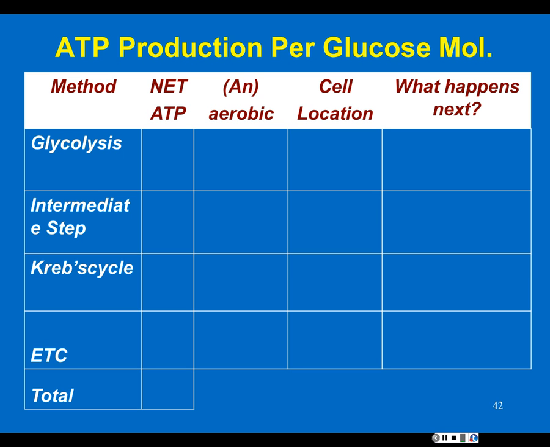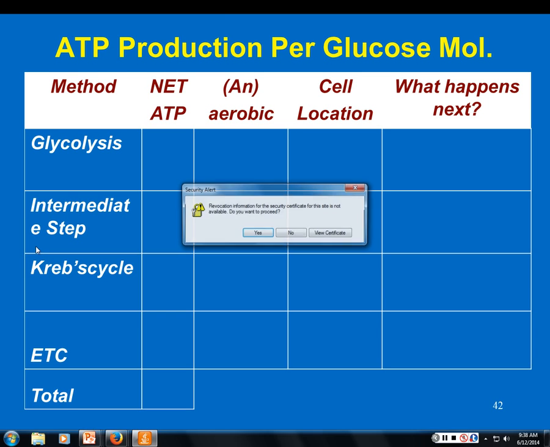So this is just a simple way to summarize the highlights that we covered over cell metabolism, starting with glycolysis. I'm going to skip over to the cell location. Where does glycolysis occur? In the cytosol. You can say cytoplasm, or you can say intracellular fluid, but not in the mitochondria. Okay.